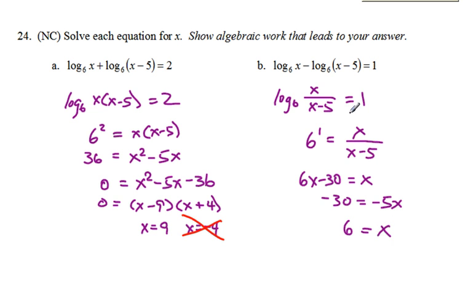We should always check that we're going to have numbers we can work with. Log base 6 of 6 will work because 6 is positive. 6 minus 5 is also positive, and so I'm done with that one.